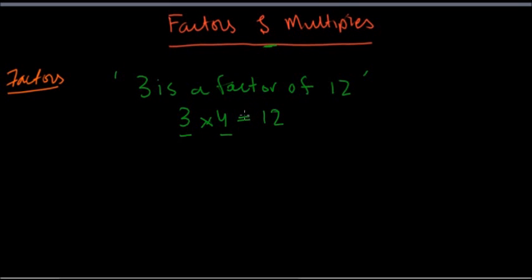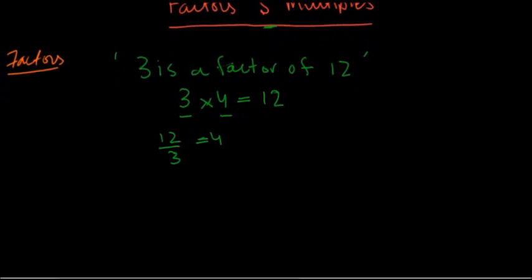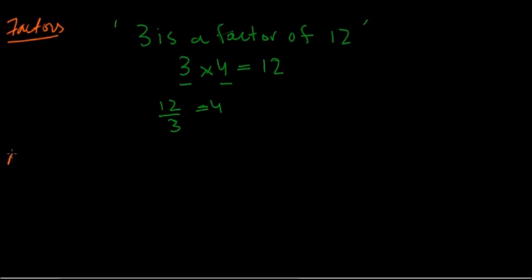Okay, in other words, I know that 12 divided by 3 is 4. Okay, so this is a complete division, so it means 3 is a factor of 12. One more way to say it is that 12 comes in the table of 3. Okay? So, alright. Next is multiples, which is similar, which builds on the factor terminology.